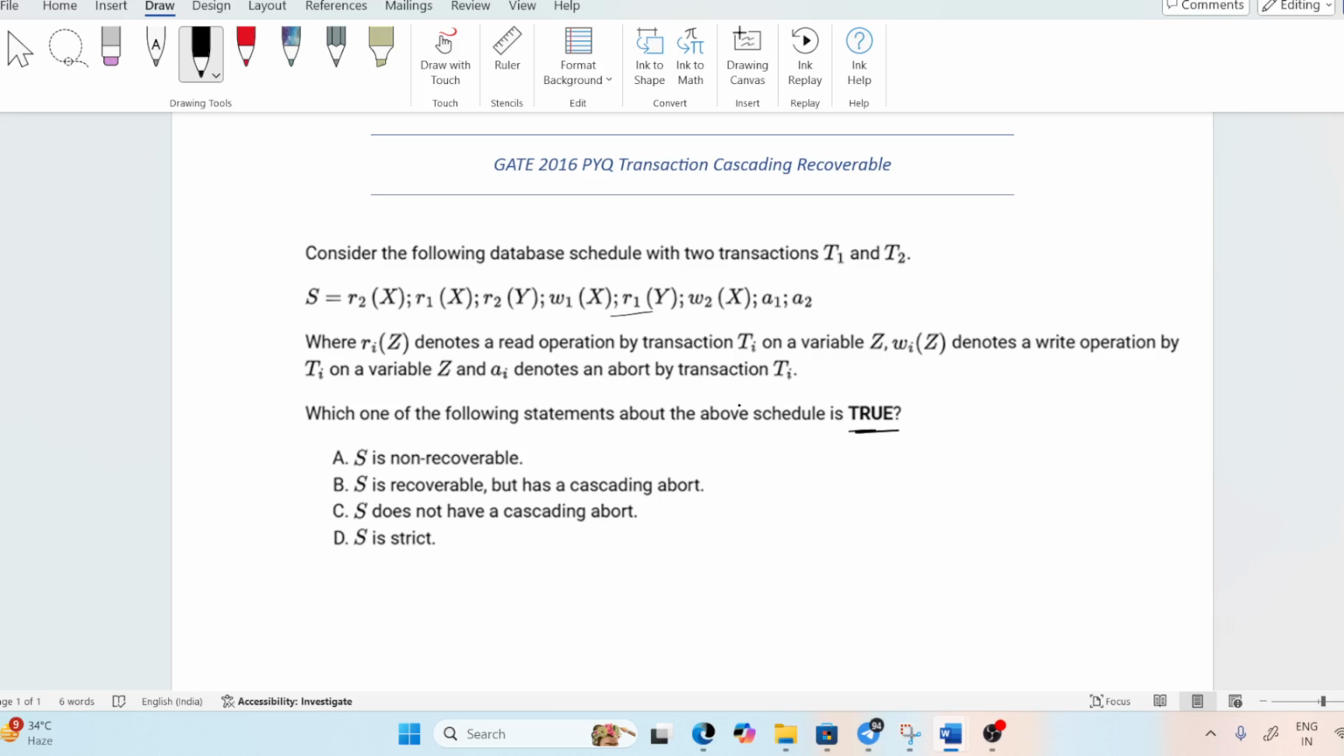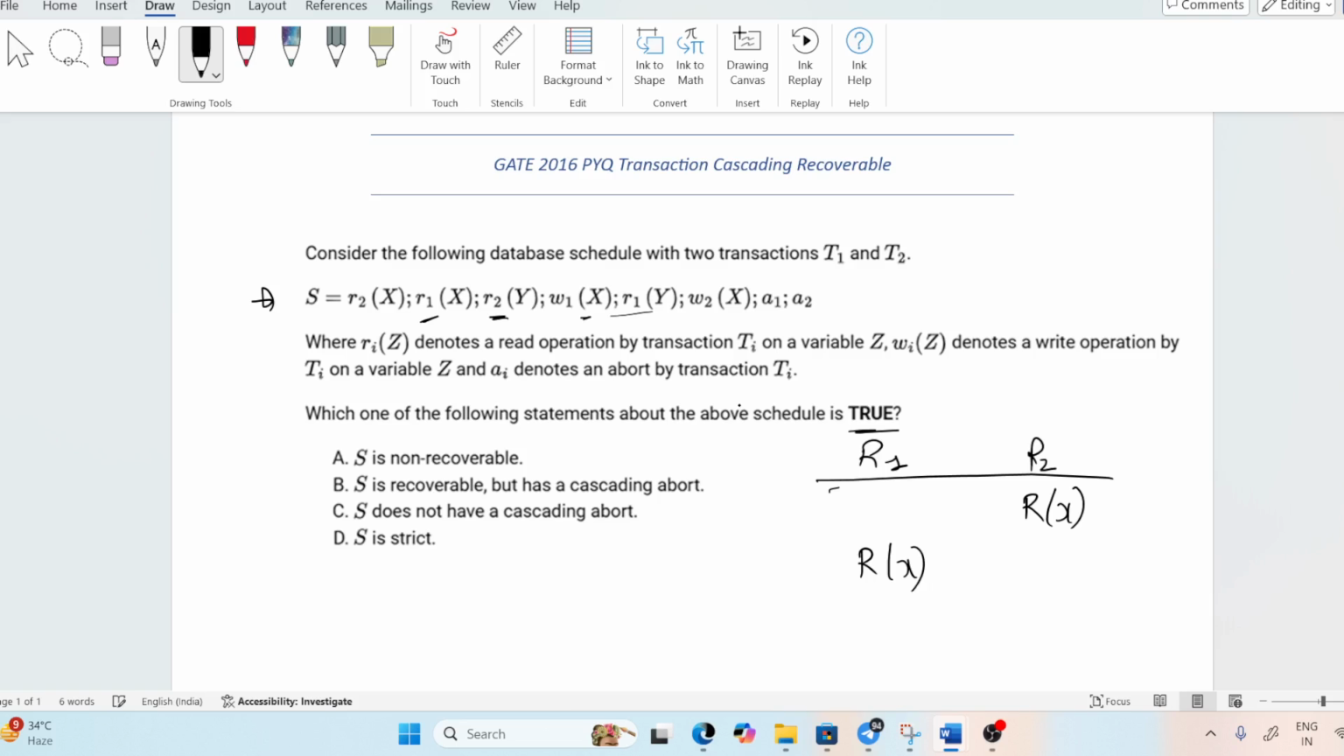We need to write this statement in serial order. We have R1 and R2, which means there are two transactions. Let's write first R2 of X. R2 is doing a read operation on X. Then we have R1 on X, so R1 is again doing a read operation on X. Both are reading the same value, so there is no issue.